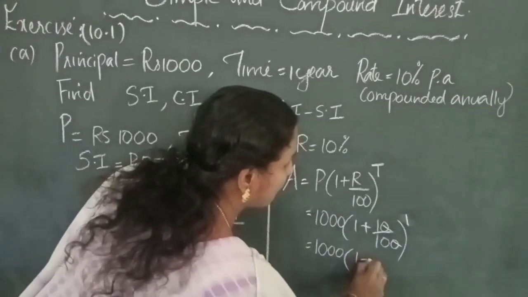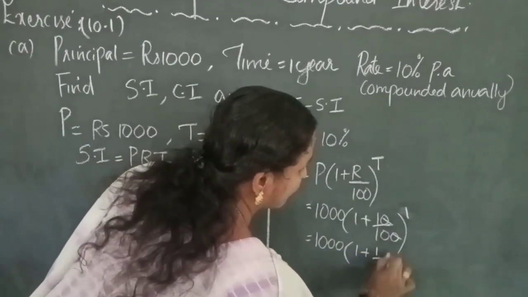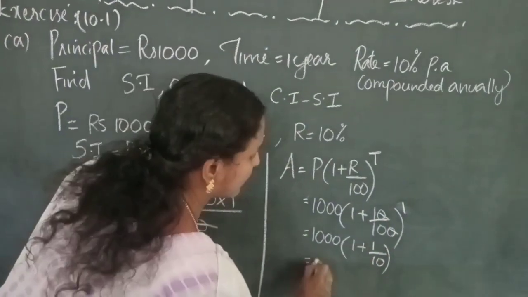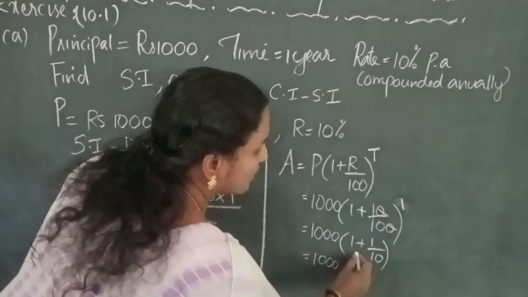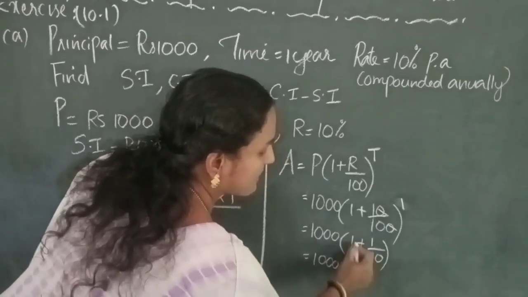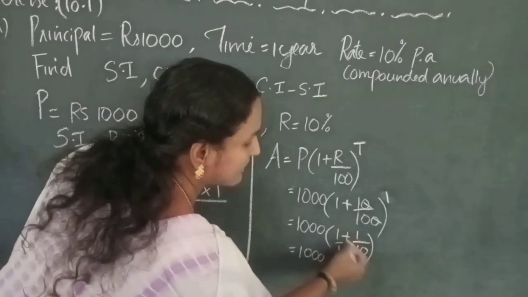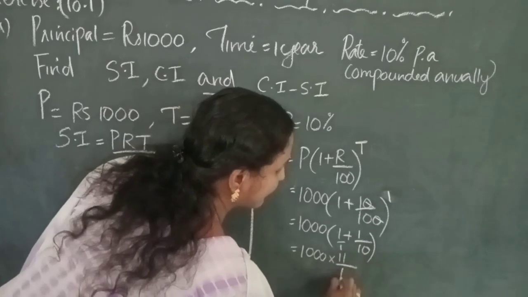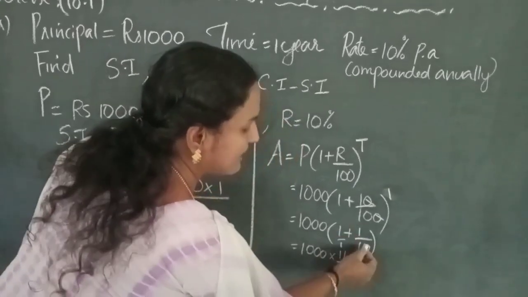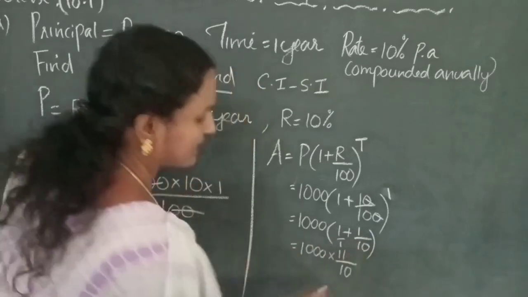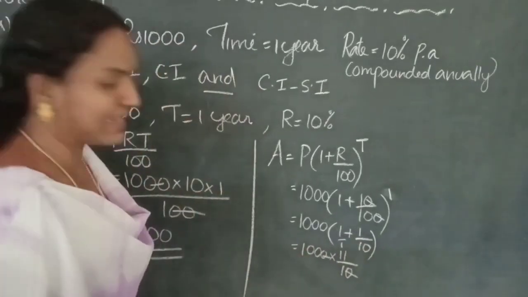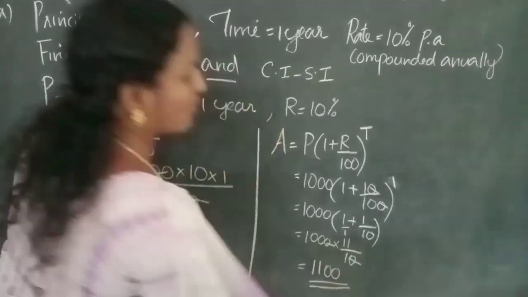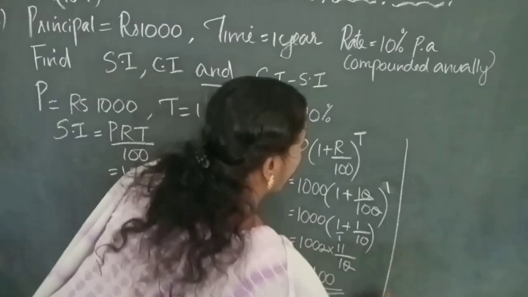The zeros cancel, so 1 plus 1 by 10. Any number raised to 1 is that number itself. So 1000 into (1 plus 1 by 10). Applying cross multiplication, 1 into 10, 10 plus 1, 11 divided by 10. The zeros cancel, so 100 into 11, which is 1100.